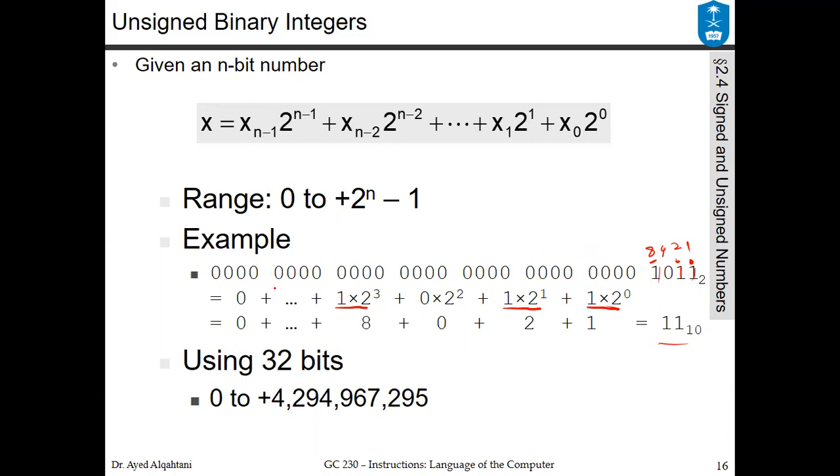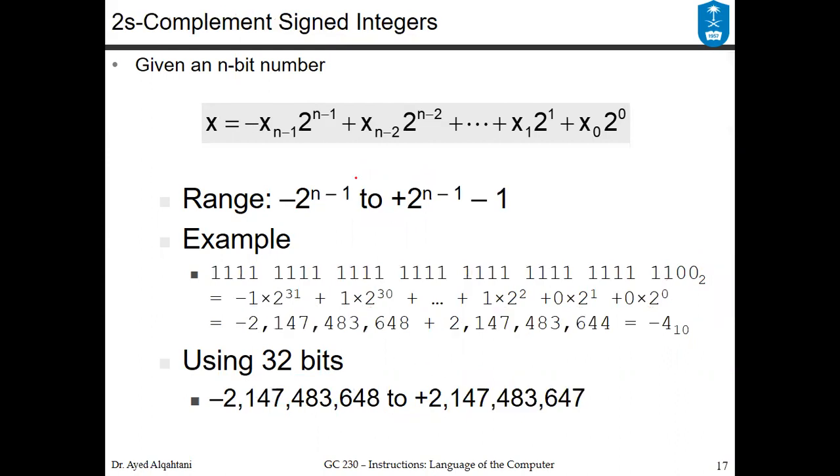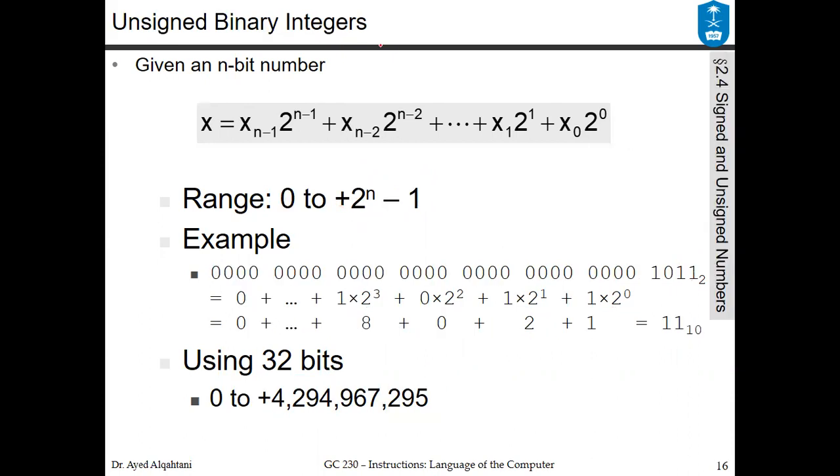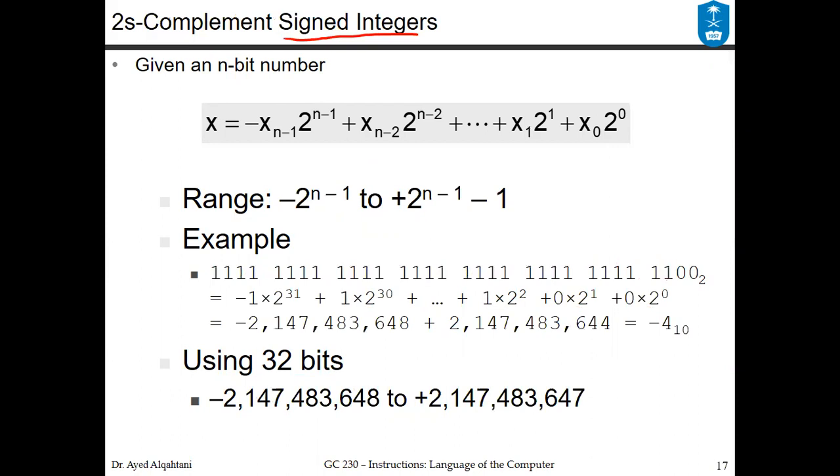The range that you can represent here, if you are assuming unsigned binary integer, so the maximum number for 32-bit is 2 to the power of 32 minus 1, which is this one. 4 billion something. Now, if you assume a 2's complement signed integer. So in the previous slide, these are unsigned binary integers, and this one are signed integers.